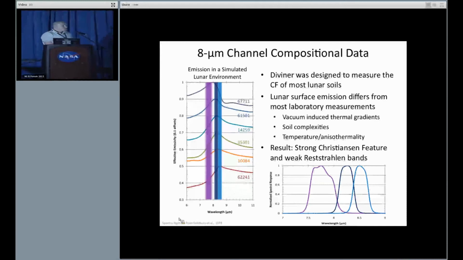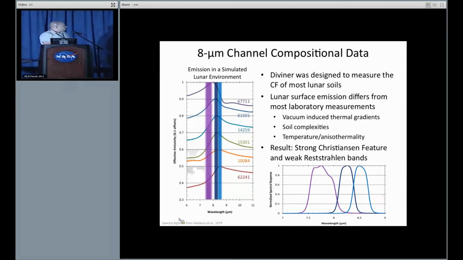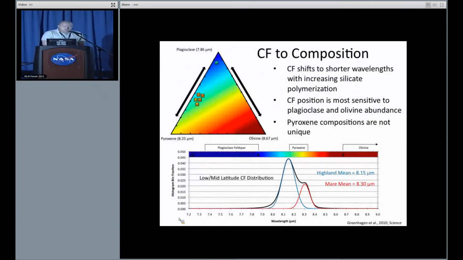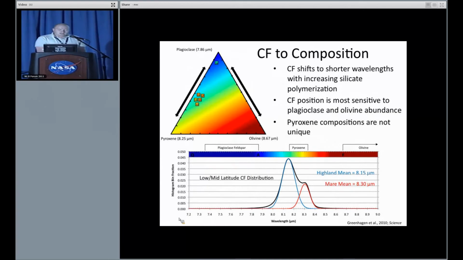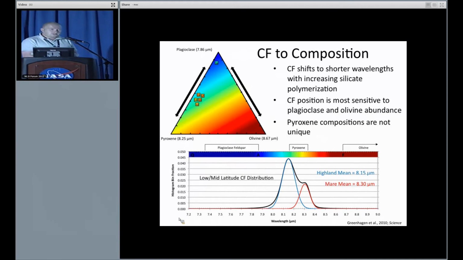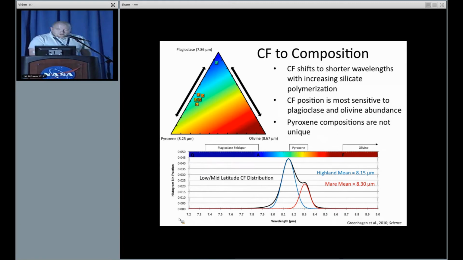The end result is that you get a very strong Christiansen feature, which is this mid-infrared emissivity maximum, and you get very weak Reststrahlen bands, which are the typically diagnostic absorption bands at slightly longer wavelengths. The Christiansen feature shifts to shorter wavelengths with increasing silicate polymerization. So as you go from olivine, that's at relatively long wavelengths, you go to pyroxene, that's shorter wavelengths, plagioclase is shorter, and quartz is shorter still.